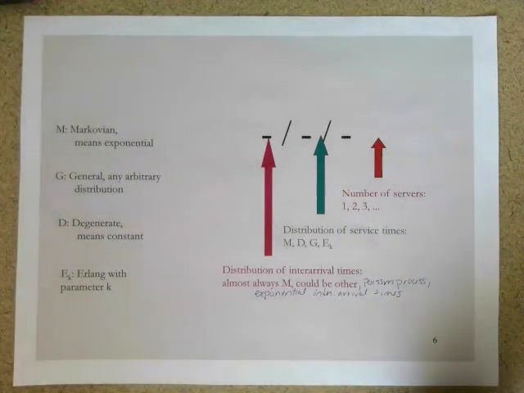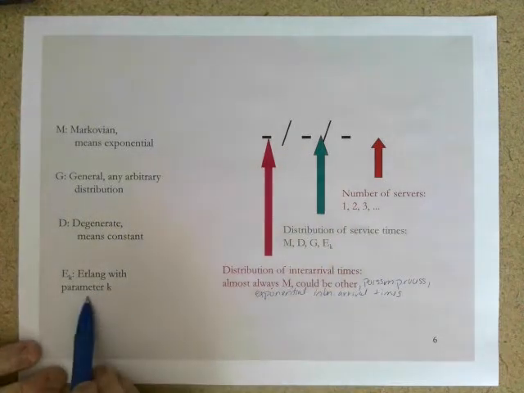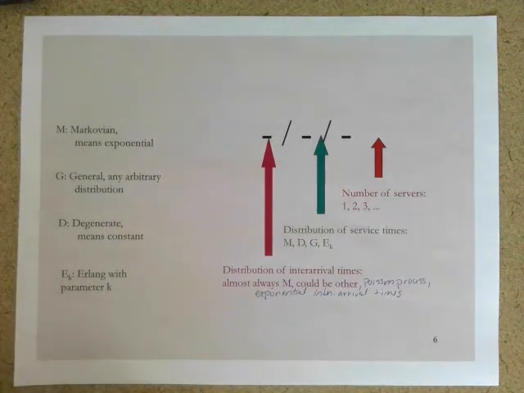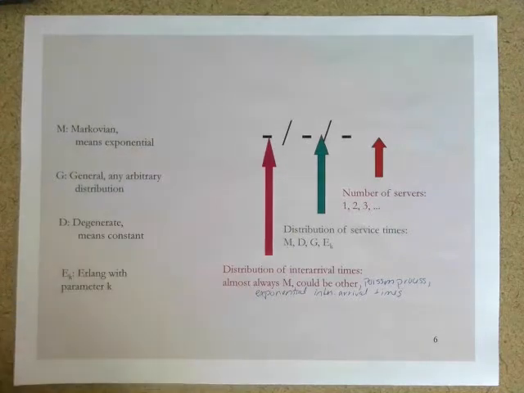Sometimes we have distributions that are Erlang with parameter K. Sometimes we also teach it as Erlang with parameter R. Degenerate means that we have a constant service or a constant arrival rate. And general just means it could be anything at all.